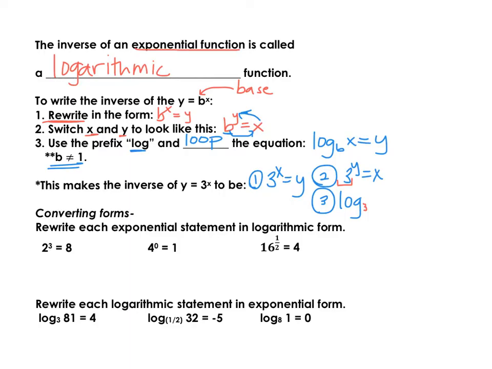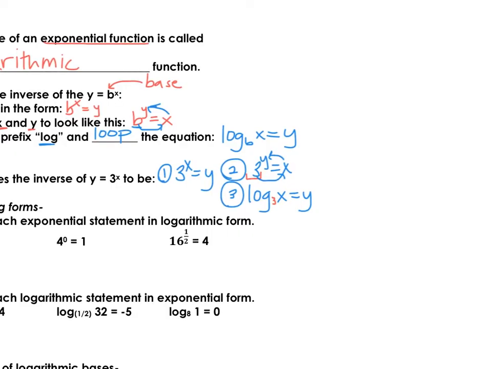And this is where the looping comes in. We'll take the log base 3 of x and set it equal to y. So this is the actual inverse equation. If you want to write it in the proper order, left to right, we could just switch it around and have y on that left-hand side. Y equals log base 3 of x. That is the inverse to that exponential function up above.